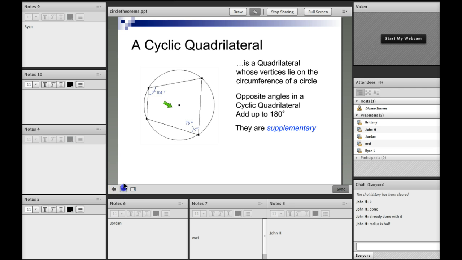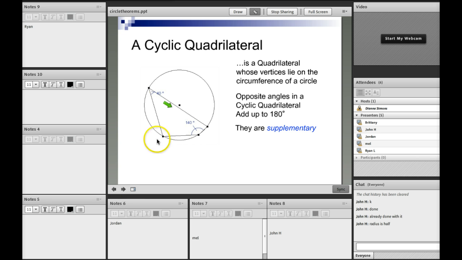Okay, these are supplementary, right? Anything that adds up to 180 is supplementary. Side note, anything that adds up to 90, what kind of angles are they? I just had it in my head. What's it called when an angle adds up to 90? Complementary.